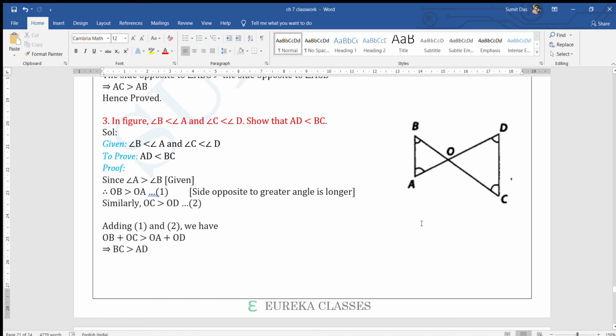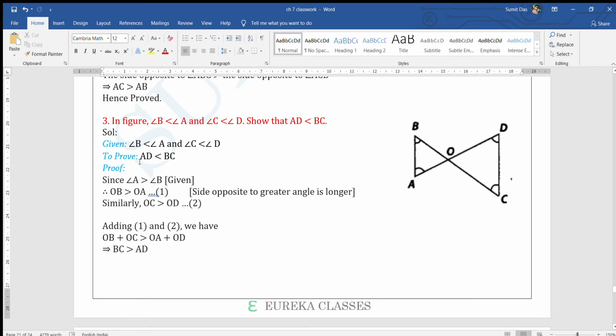In this figure, this is very easy. Given is angle B greater than angle A, and angle C greater than angle D. Angle B is greater than angle A, and angle C is greater than angle D. You can see in the diagram it is shown. We have to show that AD, this length, is less than BC. That we have to prove.